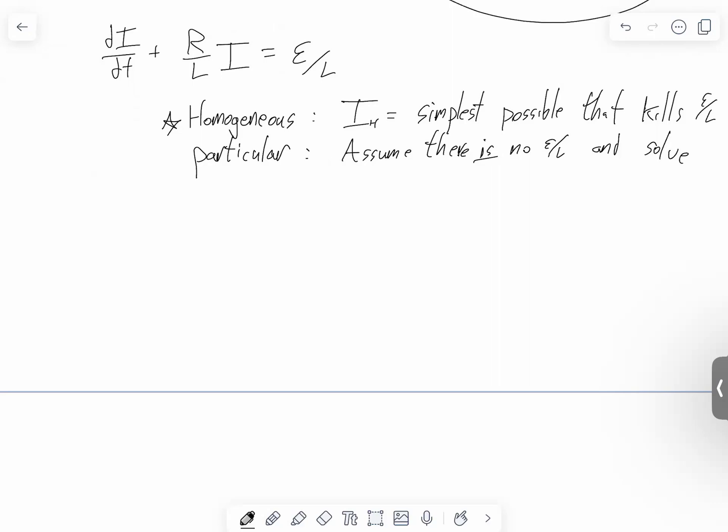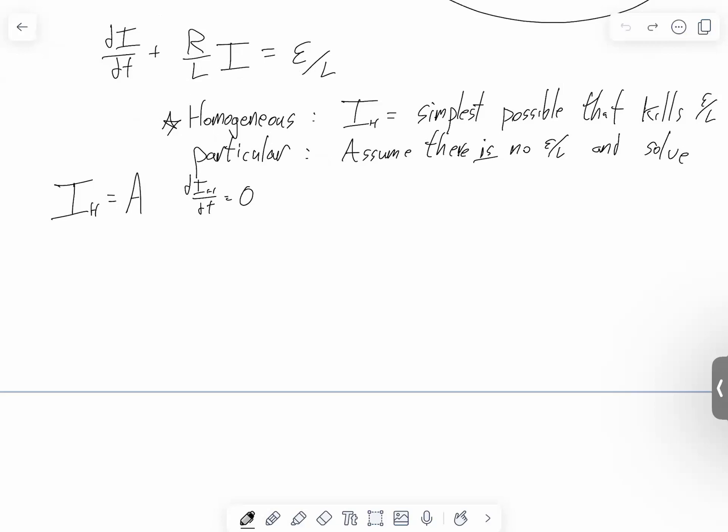What's the second simplest possible solution? Constant. Yeah, one is a constant. I'm going to say in general, a generic constant. So the homogeneous solution, let's say IH equals a constant. I don't know, A. What's di dt? Derivative of a constant. Zero, right? Okay. Plug in this proposal into the original equation and tell me A.